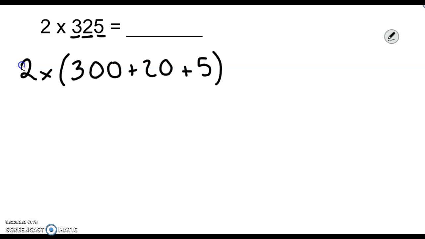All right, our next step here is we need to now distribute. That means to share. We need to share that 2 with the 300, and then with the 20, and then with the 5. So I like to draw little arrows that show what I'm multiplying to help keep us organized. So our first one would be 2 times 300. So I'll write that right here.